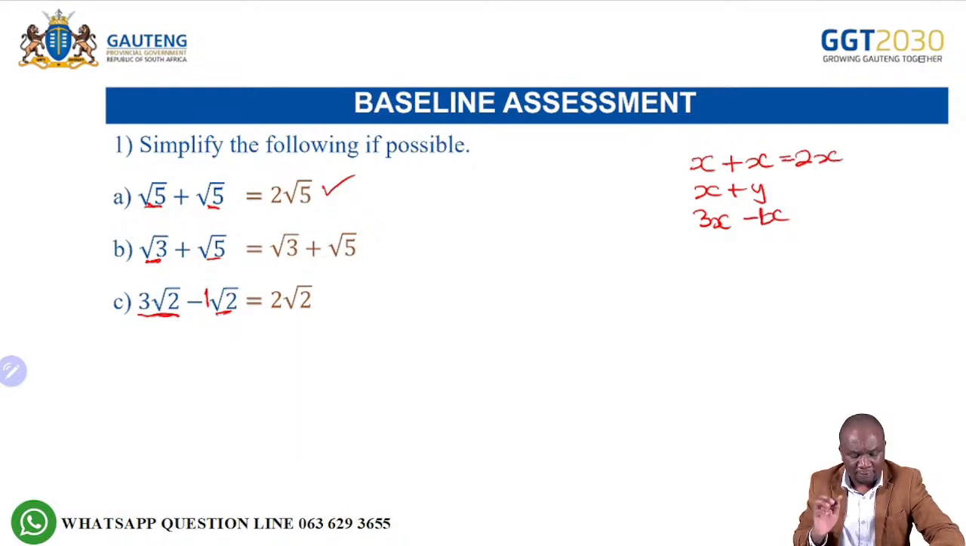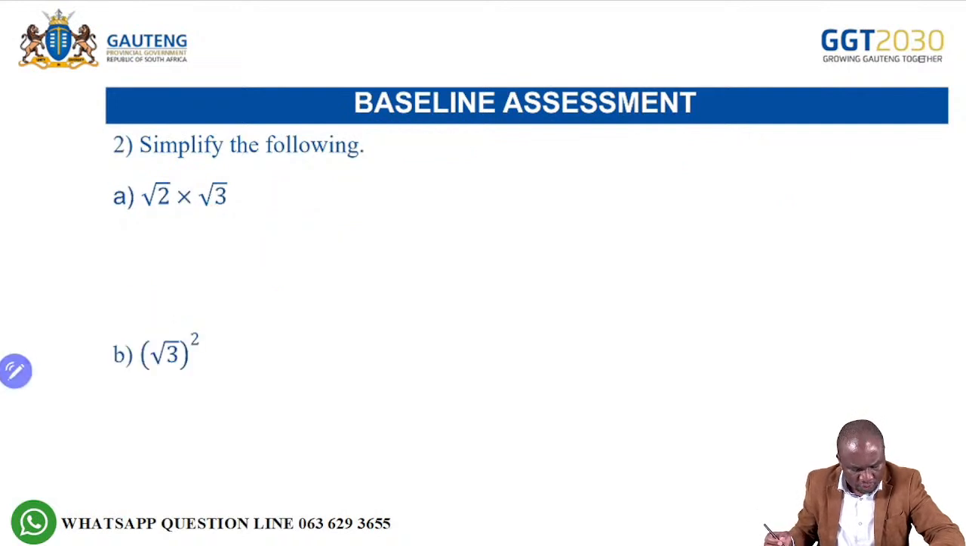Okay? Right, I have 3 questions on the baseline. Let's do the next one. Right, the next one. We're simplifying A and B. How many minutes do we need here? Let's say 2 minutes, 1 minute for each. 2 minutes. Let's try.